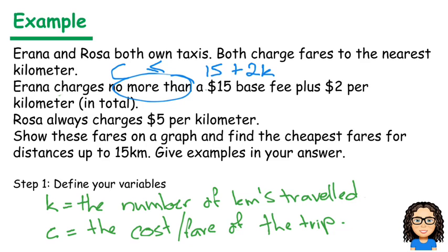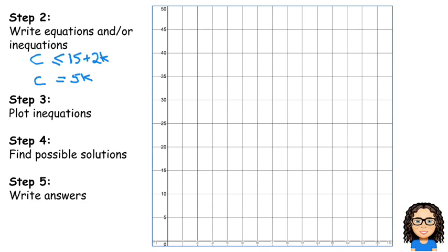Okay, now let's look at Rosa. Rosa always charges $5 per kilometre. So her cost always equals $5 per kilometre, so 5 times the number of kilometres. So there's our two equations. Let's have a look now at drawing this on a graph. The first one has a less than or equal sign, so that means we need to draw that as a solid line. And the second equation is an equals to, so that's just going to be the line itself.